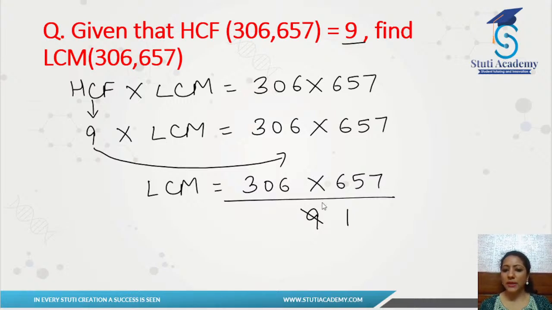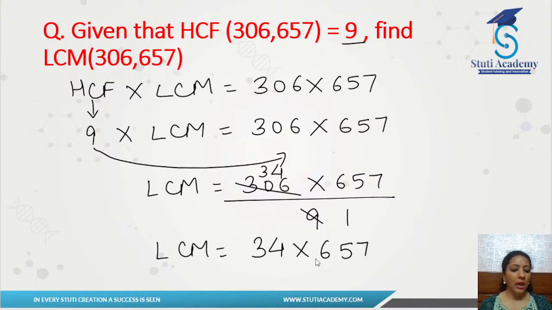So 9 will go by itself one time, and this is going to go 3 times 27, and then we have 34. So LCM here is 34 into 657. When you multiply these two, let us see what you get here. You are going to get 22338. This is what you're going to get, 22338. So this is the LCM.